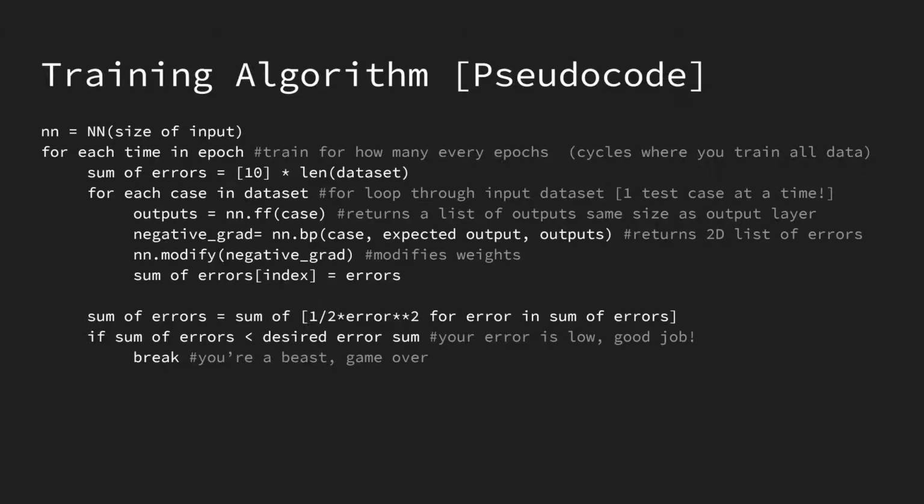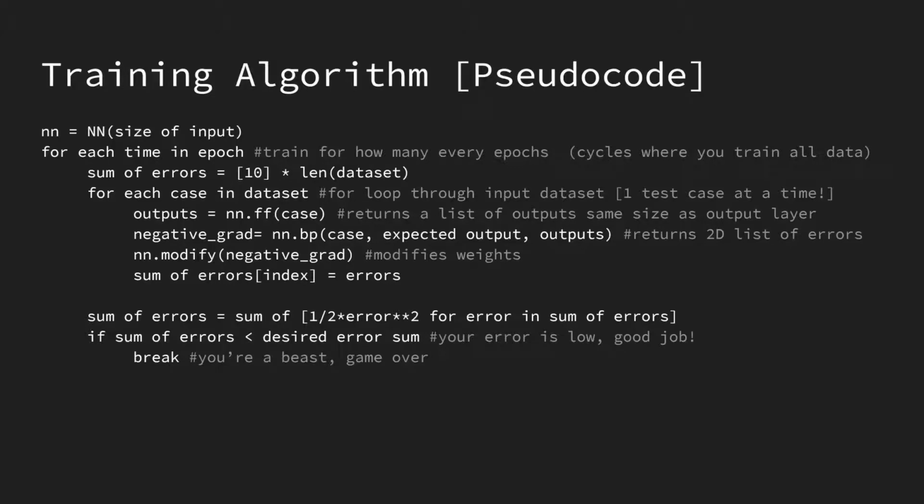Now we can move on to the training algorithm. The training algorithm is just a set of for loops, and here I've provided some pseudocode for that. nn, lowercase, because I don't want to make it confusing, equals uppercase NN, so that's my object, and the input is the size of the input. So my lowercase nn creates an NN object. Then for each time in epoch, so for however many epochs, I think I did 250,000. You can change that depending on how fast your code runs.